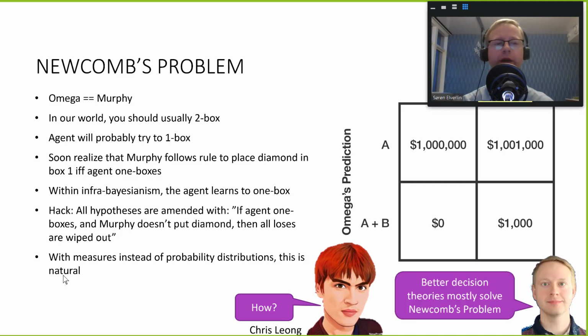I also think that Newcomb's problem is something that I consider mostly solved. Like we have better decision theories that seem to reliably solve Newcomb's problem. So it's nice that Infra Bayesianism is able to do that, but depending on how beautiful the solution is, that may not matter very much.